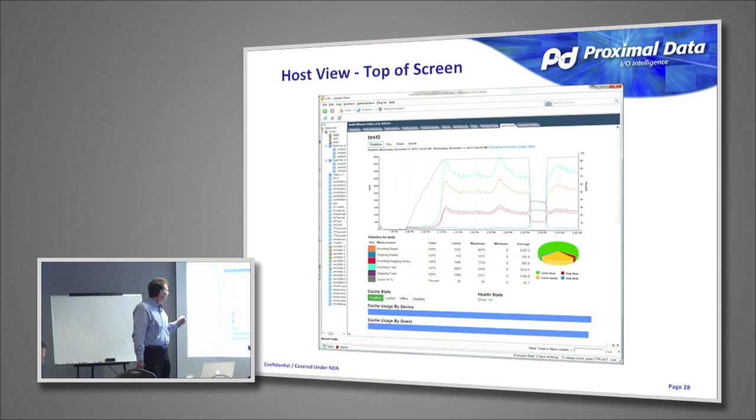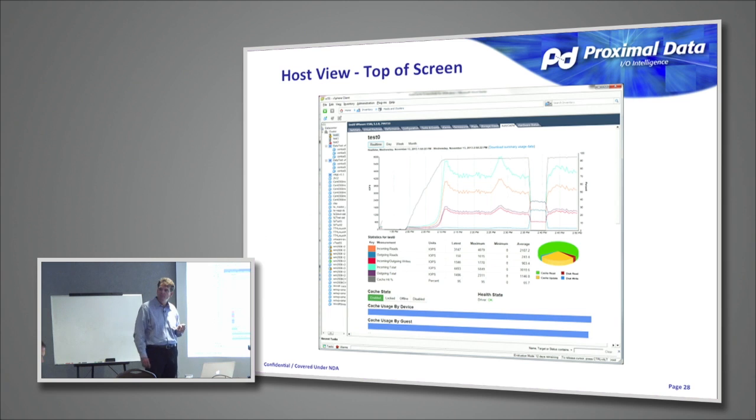Across the top, there are a number of tabs here that allow you to specify whether you want a view of real-time information, the last day, the last week, or the last month of operation. On the bottom, there are a couple of bar charts. I'll be talking a little bit more about them, but in the host view, the top bar chart is cache device usage by device. So if you had multiple storage devices with multiple data stores attached to your host, this would show you which data stores were using what percentage of the cache resources.